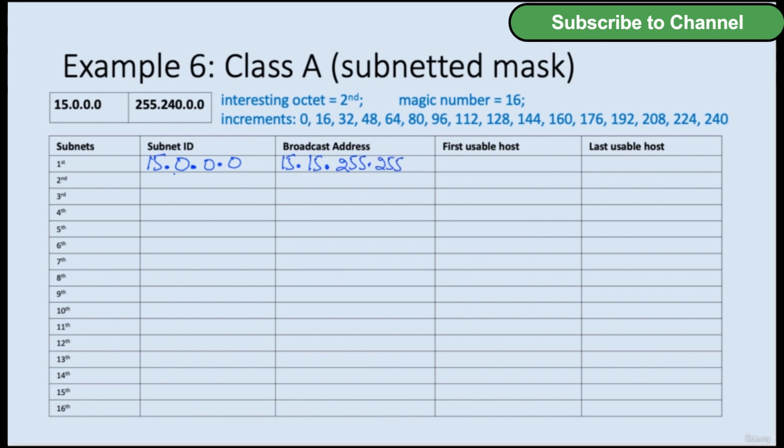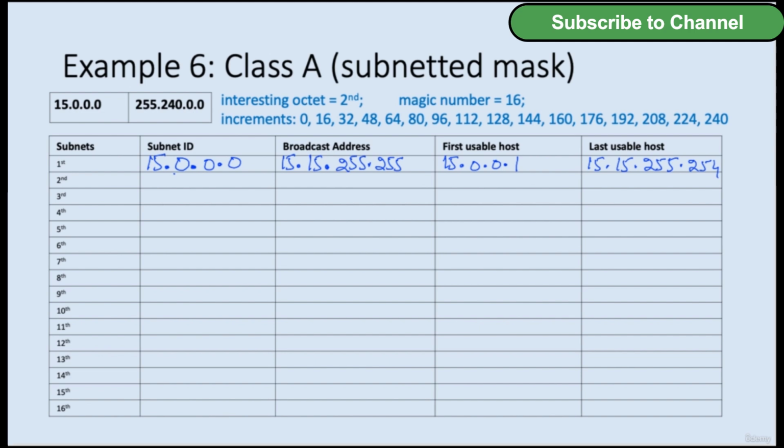And the first usable host is always the next of the subnet ID. Subnet ID is 15.0.0.0 here. So the first usable will be 15.0.0.1. The last usable will be the previous of the broadcast. So it will be 15.15.255.254.